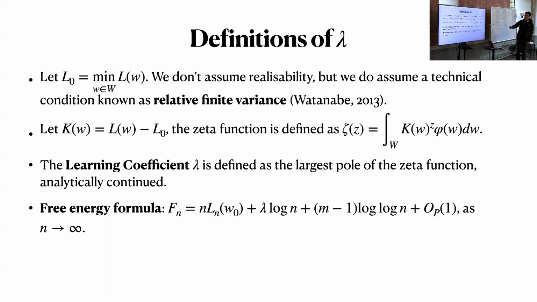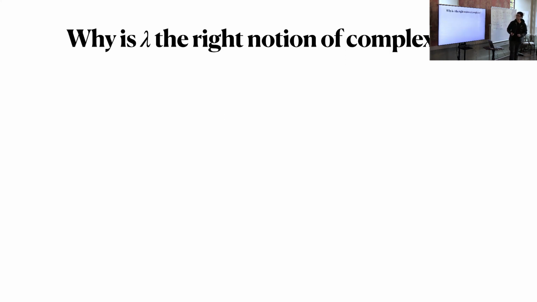Okay, a very important thing about lambda is that it appears in the free energy formula, as we have seen throughout the week. It's a log n term. Just as a remark, this is where the relatively finite variance condition could come in. The fact that it is the next order term other than the fit is related to the fact that there are no other terms in between. But for our context, this is where lambda is important.